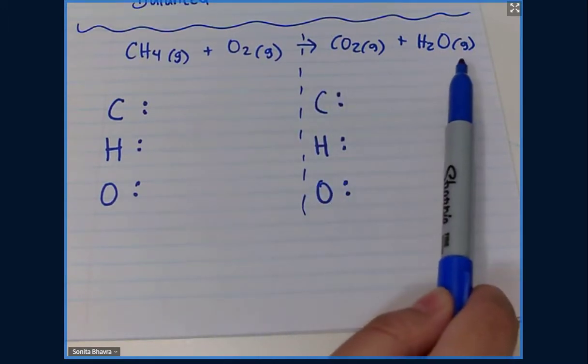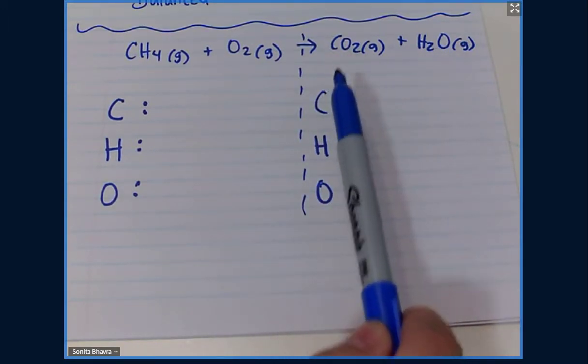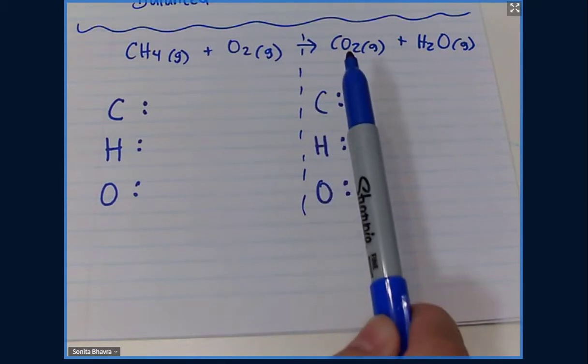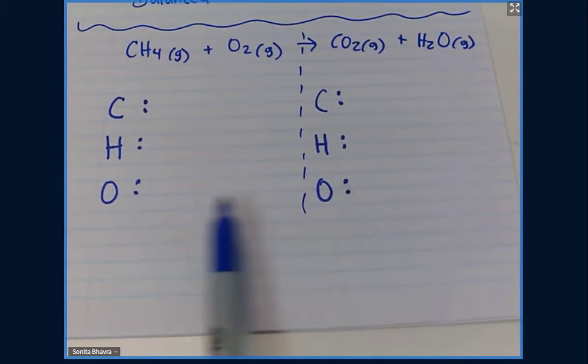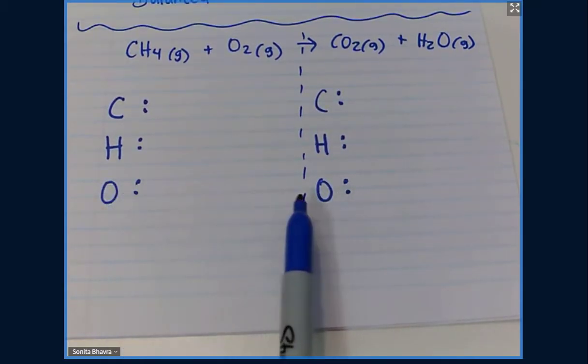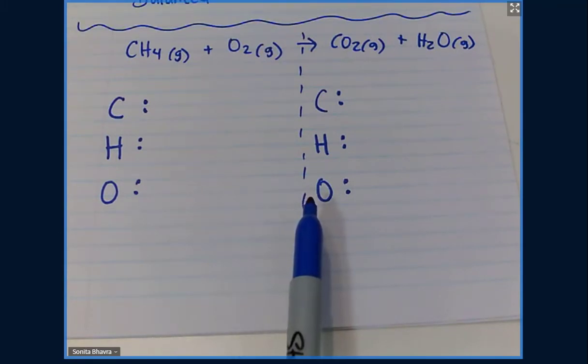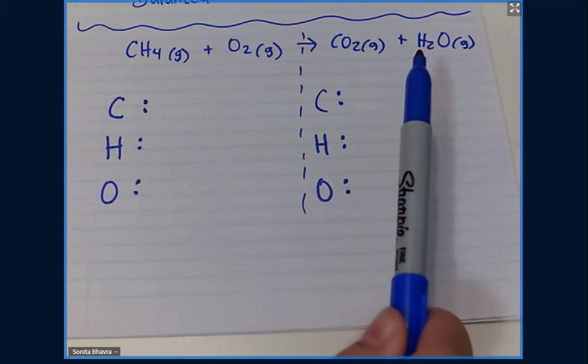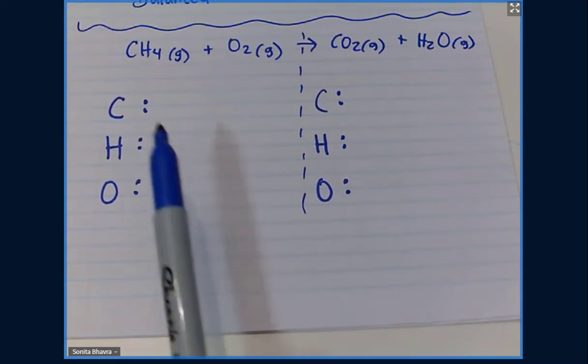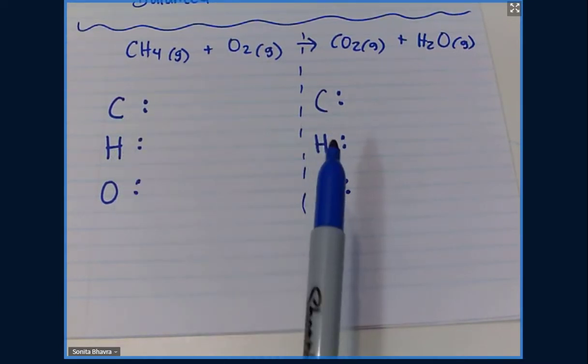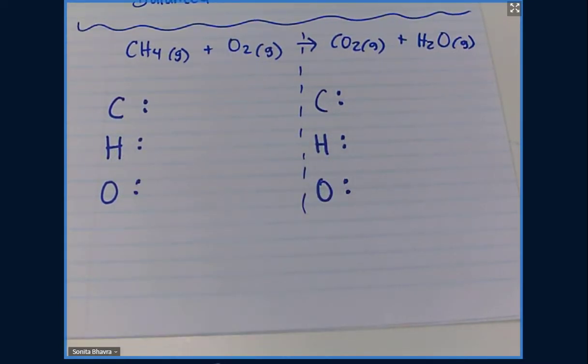Look at our product side. We have a C, which represents carbon. We have an O for oxygen. I just put it the exact same as for reactants, just so we can compare them afterwards. And then H represents hydrogen. All right, so we have C, H, O, and C, H, O. So now we'll count the atoms.